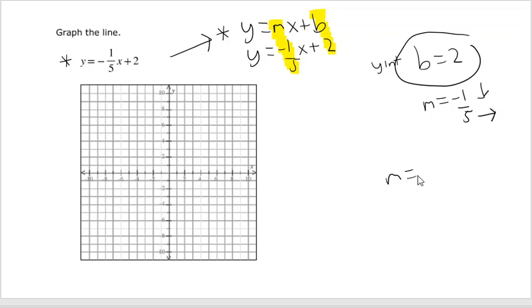Remember, slope is always a fraction of the rise over the run. The top number of the fraction tells you how many you're going to move up or down, and the bottom number tells you how many you're going to move to the right or the left. This has you move down, and then this has you move to the right. So we plot the y-intercept, this line crosses the y-axis at 2, and then the slope is down 1, to the right 5. So we move down 1 and then 1, 2, 3, 4, 5.